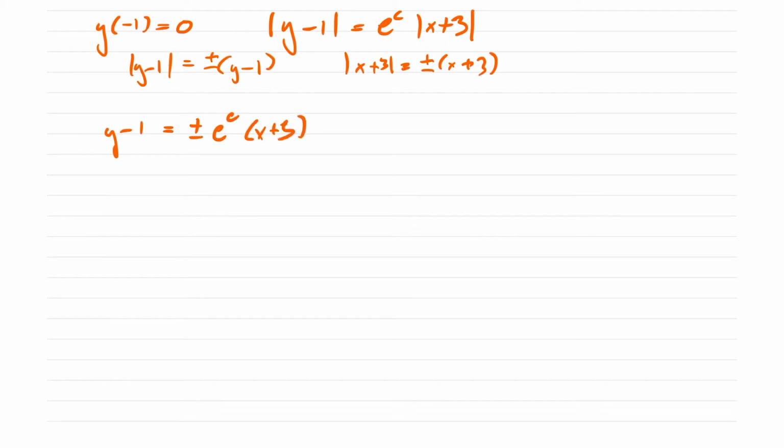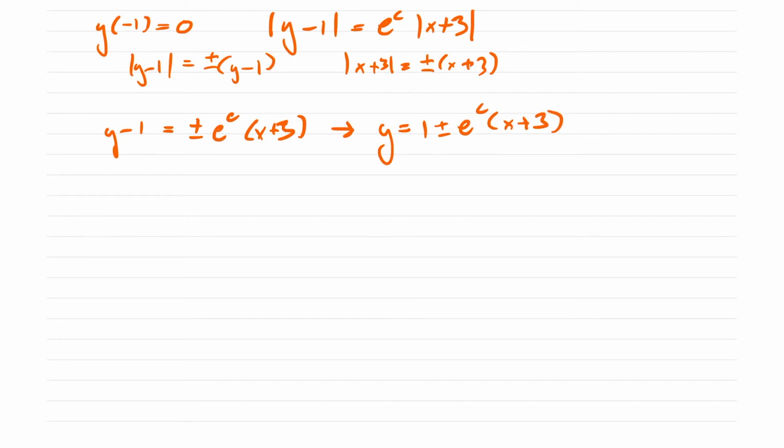So the only thing that we're wondering about is if this whole thing is going to be positive or negative. If I had, say, a positive and negative over here, I can move it over there, and then there's going to be another positive and negative over here, and that's moving over here, and some combination of them is going to be positive or negative. So I'll just write it like that. And then that tells me y is equal to 1 plus or minus e to the c times x plus 3.